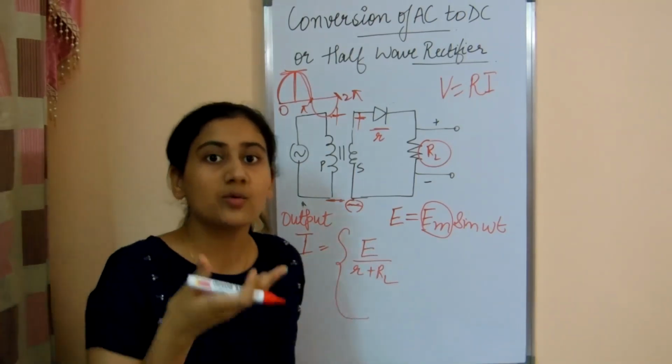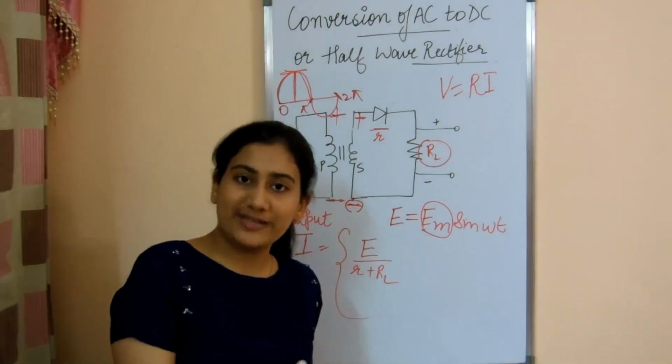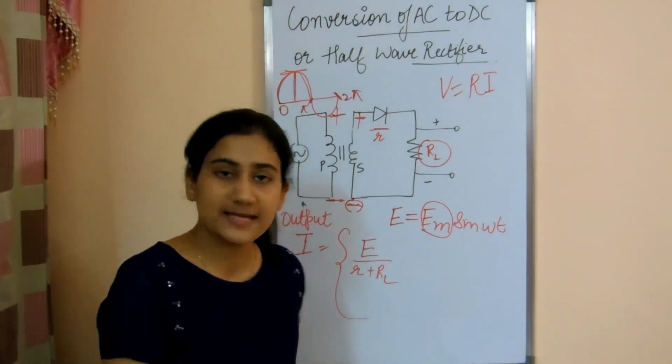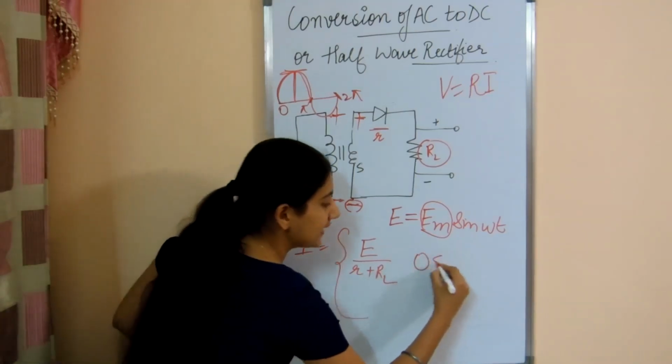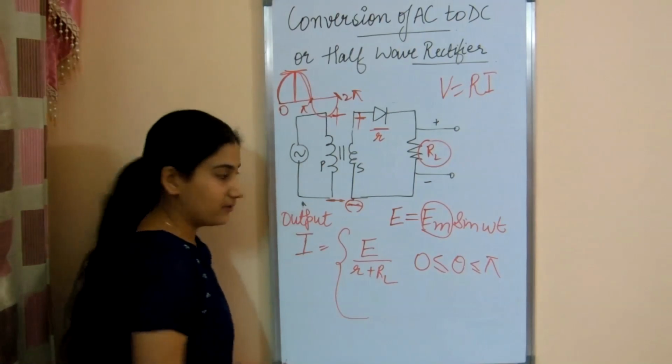We know we are going to get output only for the half cycle of AC current, that is for the positive cycle, and that positive cycle varies only from 0 to pi.